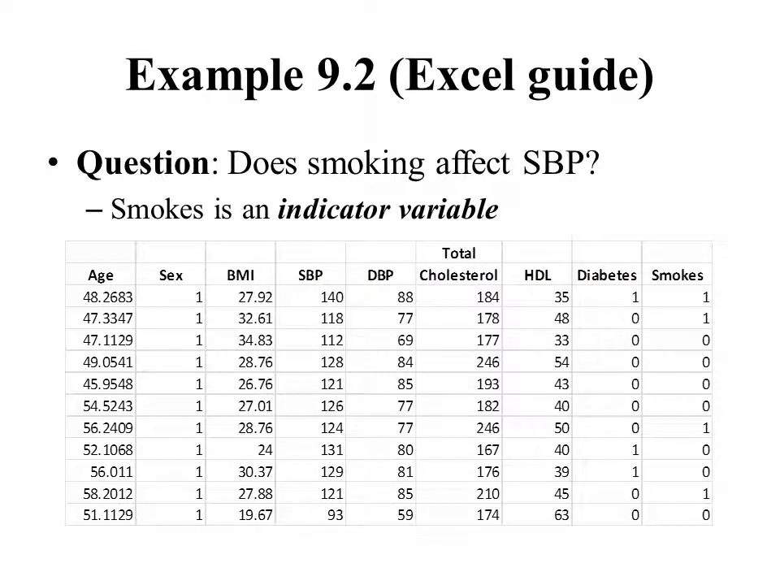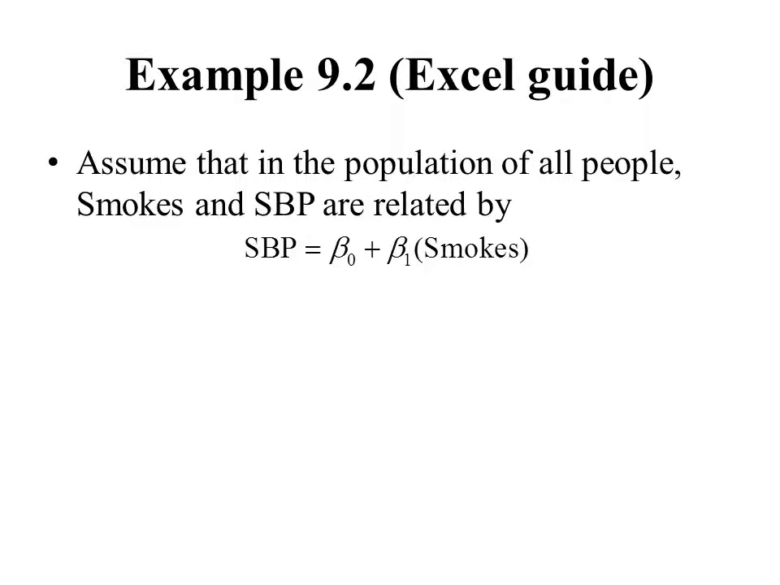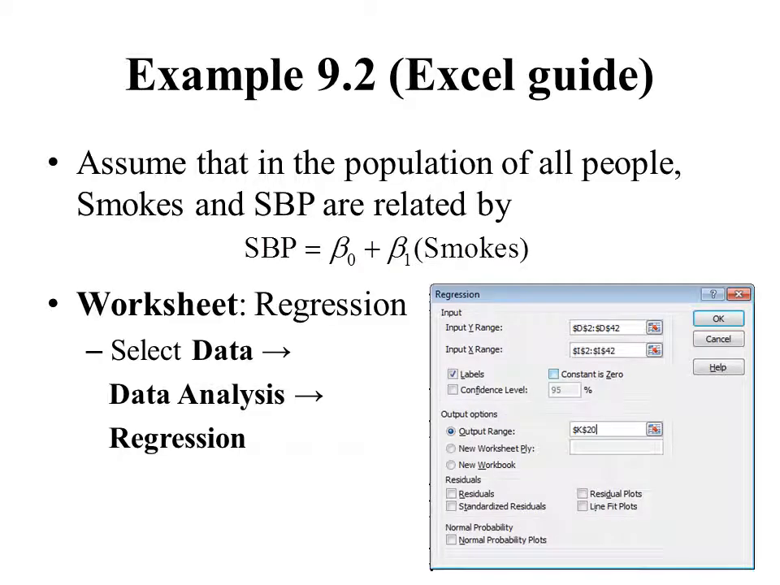In this case, smokes is what we call an indicator variable. Indicator variable means its value is either 0 or 1. 1 means that the variable is present, 0 means that the variable is not present. Okay. We're going to answer this question in the same basic way as what we did in example 9.1. We're going to assume that in the population of all people, the variable of smokes and the variable of systolic blood pressure are related according to an equation that looks like this. Like in the previous example, we need to estimate the values of beta naught and beta 1. And we'll do that in the same way.